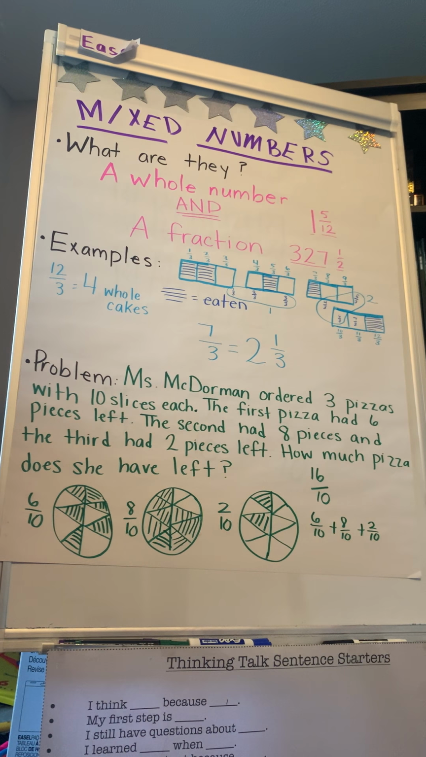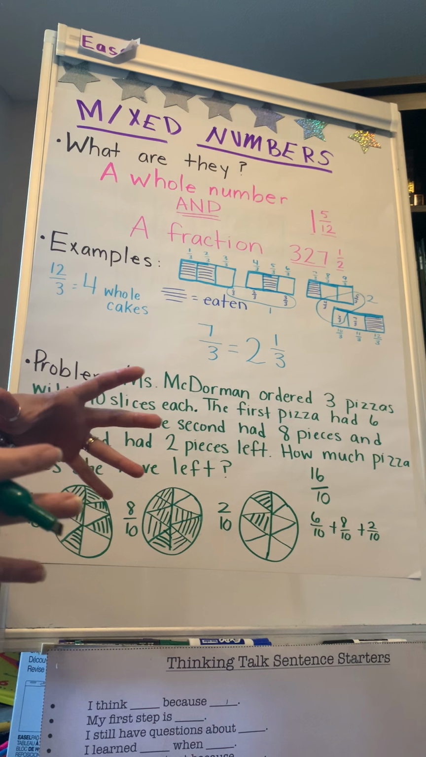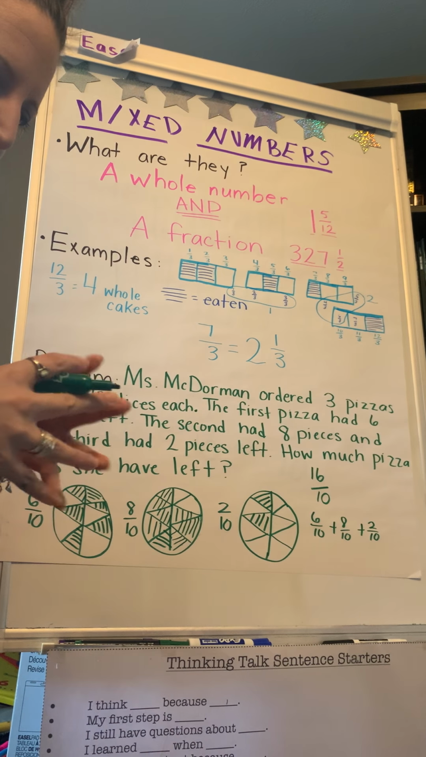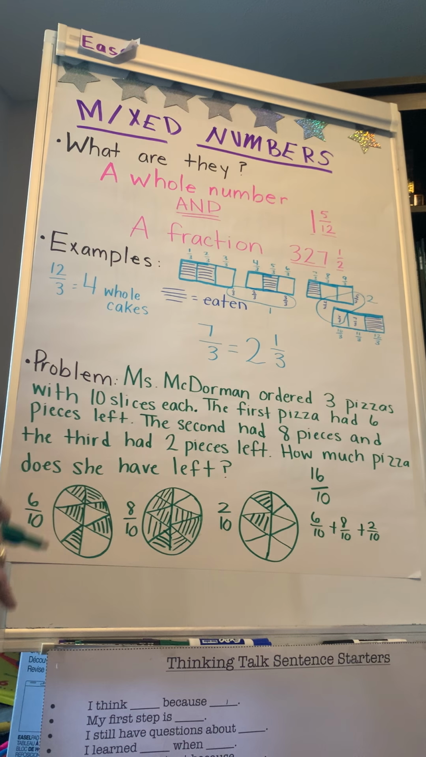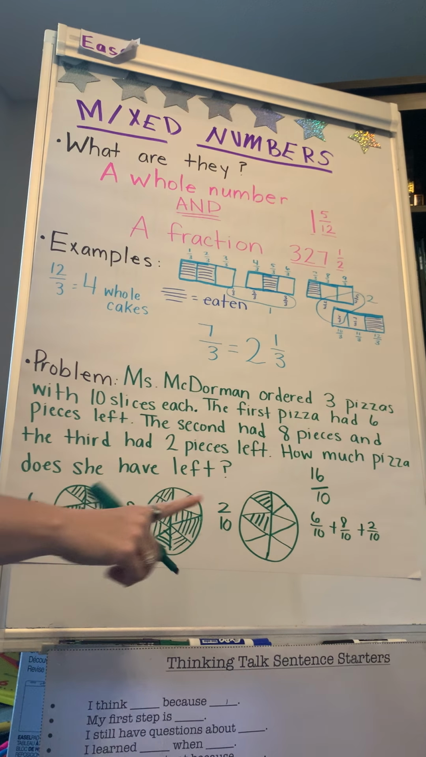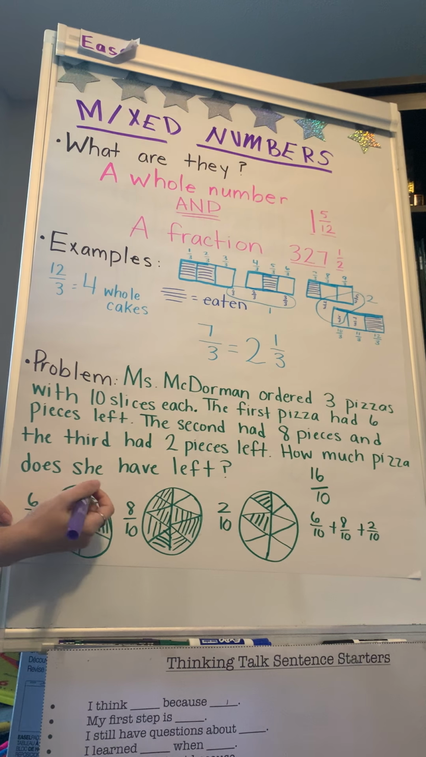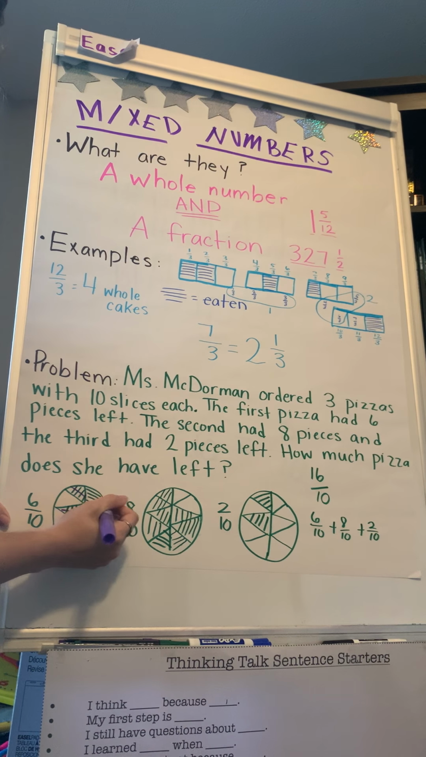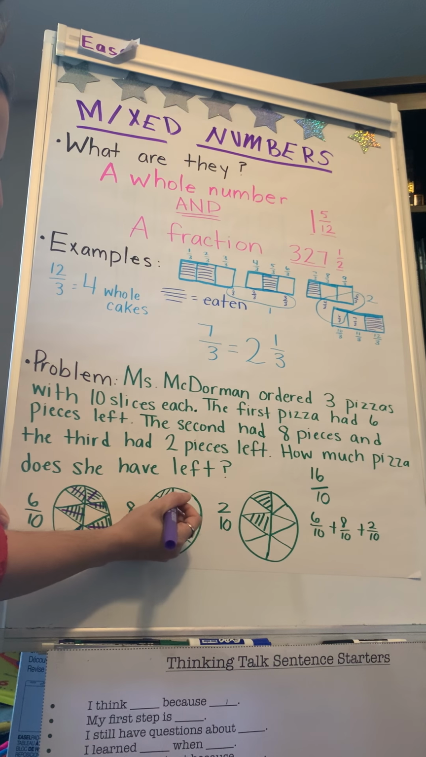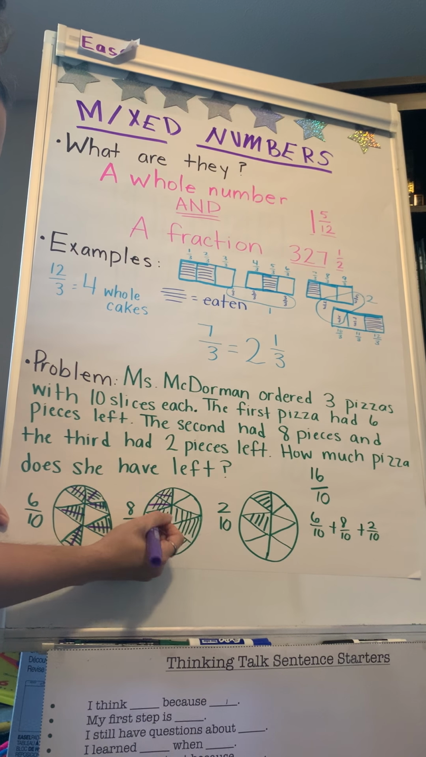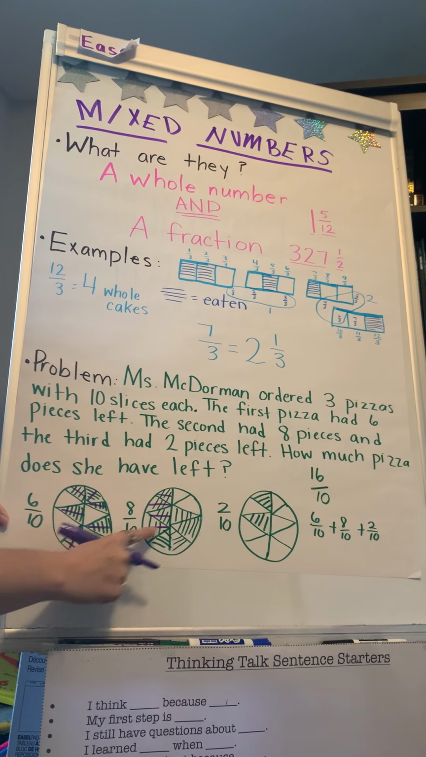Nobody says you have 16 tenths of pizza left. So we have to figure out how many whole pizzas we have left and how much we have left over in fractions. To make a whole, we know we need 10 pieces. So I'm going to go in purple and we're going to get 10 pieces. So we have this 6. I'm going to put a line through them. 1, 2, 3, 4, 5, 6. We haven't made a whole yet. 7, 8, 9, 10. Oh, now we have 10 pieces.